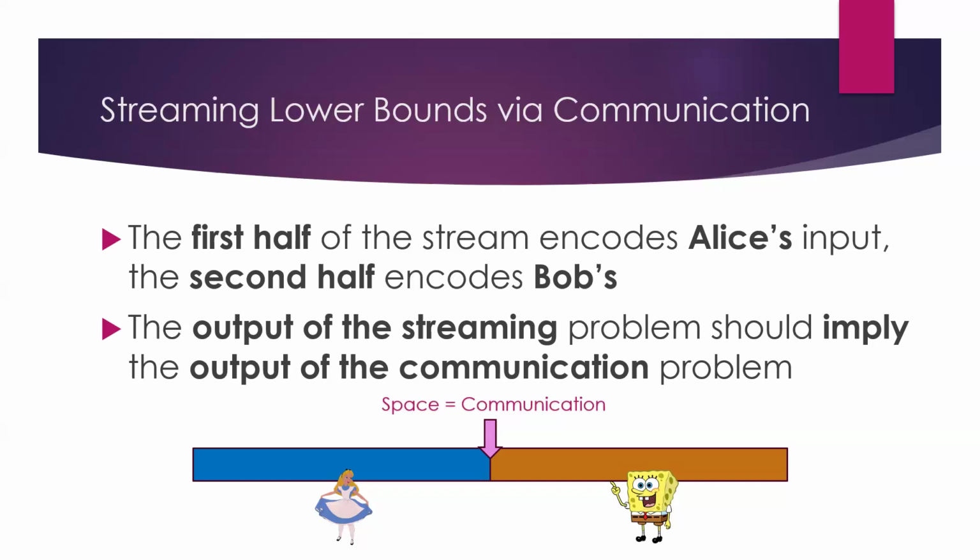And now Bob can start from this point, pick up, and finish the run of the streaming algorithm with his half of the stream, get the result of the streaming algorithm, and from that, as we said, this should imply the answer to the communication problem. So now Bob can just tell us what the answer to the communication problem should be. So this means that if we are able to get such a reduction, then it would give us a lower bound on how much space the streaming algorithm needs.